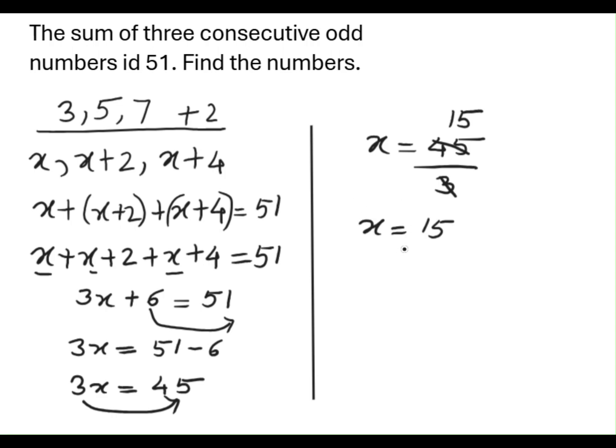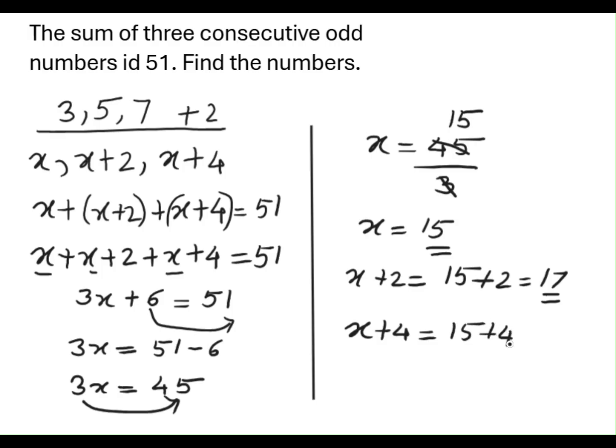This is the first odd number. We have to find two more odd numbers which will come after it. So x is the first odd number, x plus 2 is the second odd number. That means we will get 15 plus 2 is equal to 17. So 15 is the first odd number, 17 is the second odd number, and x plus 4 is equal to 15 plus 4, that means equal to 19, and 19 will be the third odd number. So these three are the odd numbers that we are looking for.